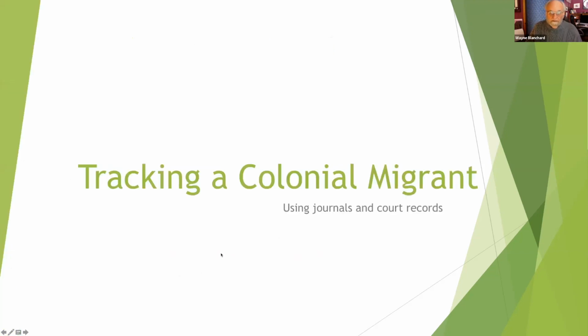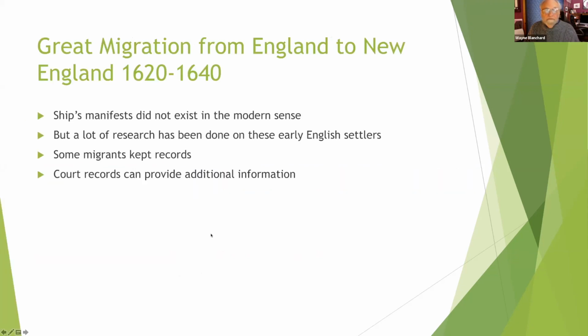So, tracking my colonial migrant. This period of time really goes from 1620 to 1640. Thousands of English folks migrated to New England, especially, but through all the early colonies. But I'm focused on New England, so that's where my example will be. A lot of research has been done on these early settlers, and some of these migrants kept records, and I have found some really good court records that helped provide a lot of additional information.